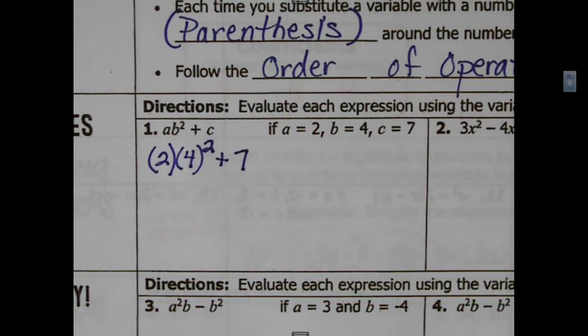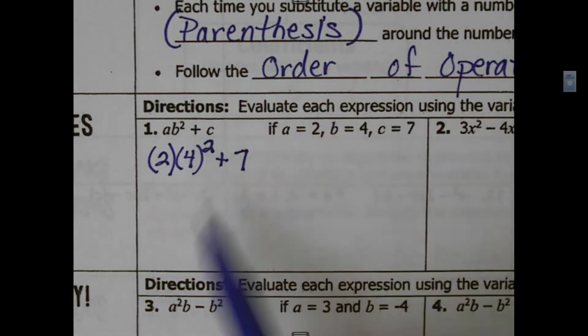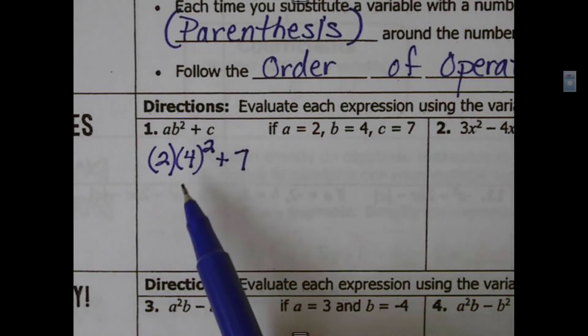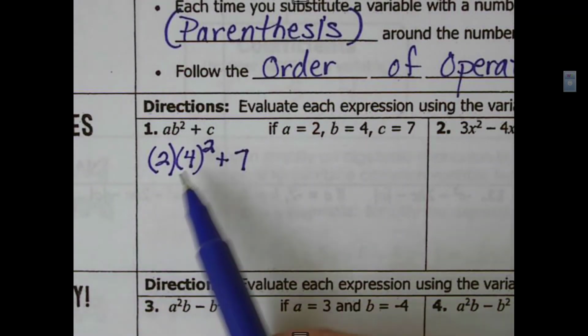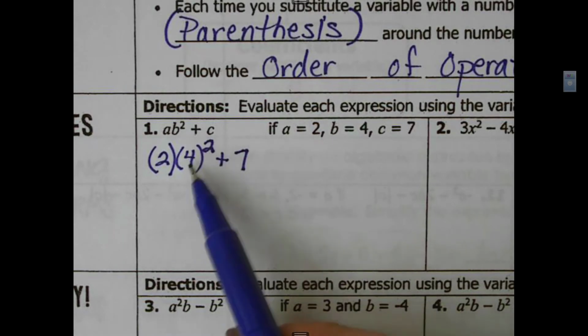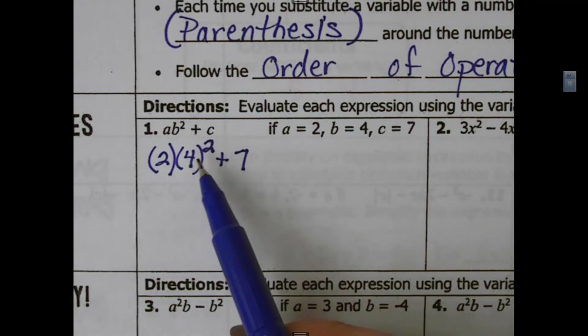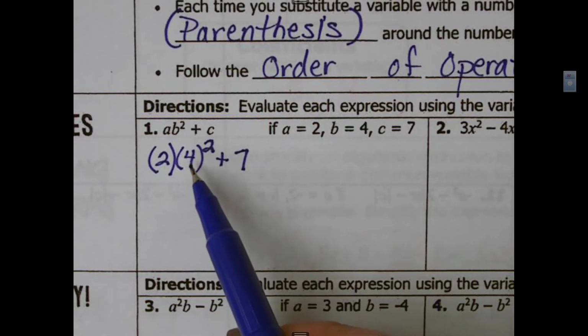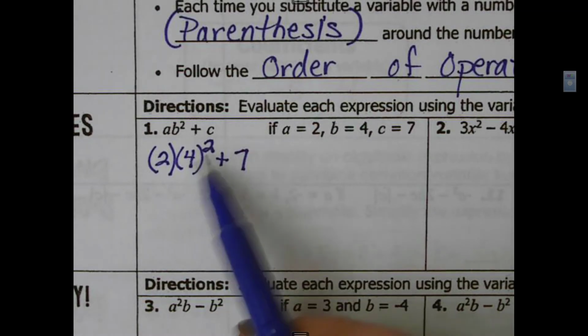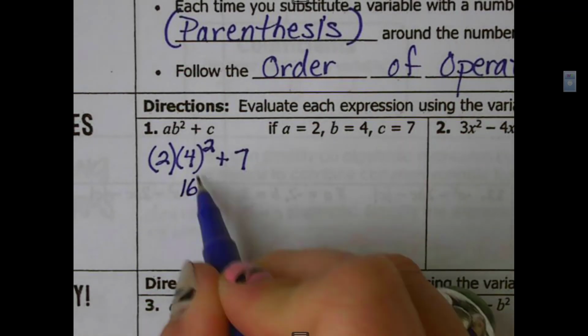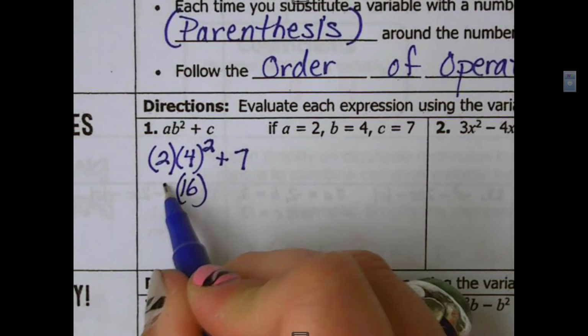Now we follow order of operations. So we do have parentheses, okay, I get that, but we also have an exponent that we have to take care of. Okay, so we'll do that first. 4 times 4, and you have to get in your head, we're doing exponents, so it's the number times itself. 4 times 4 is 16. Still going to keep those parentheses.